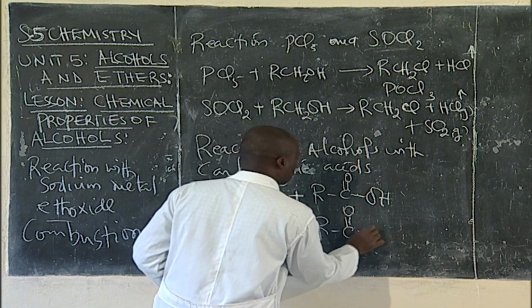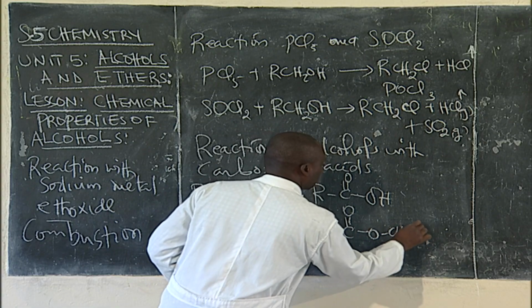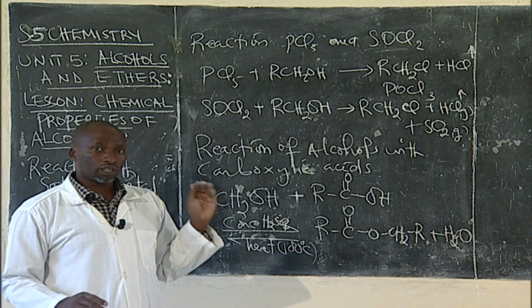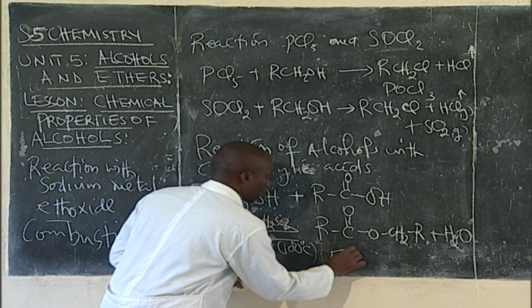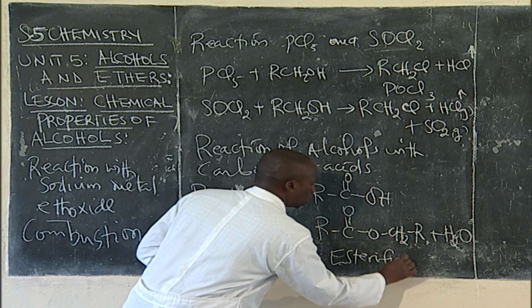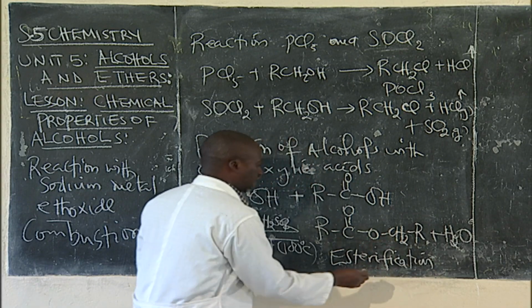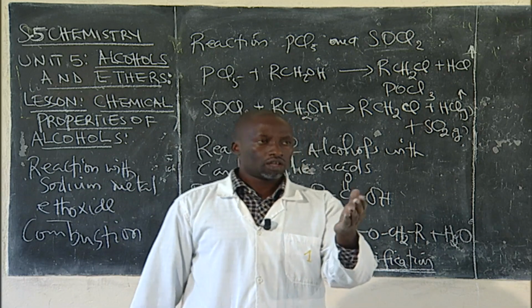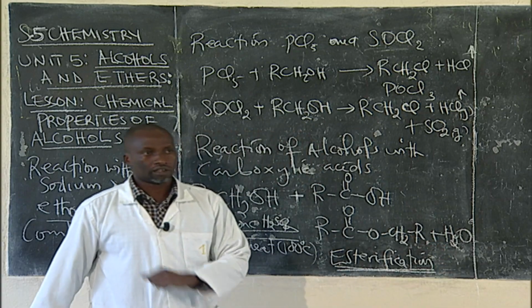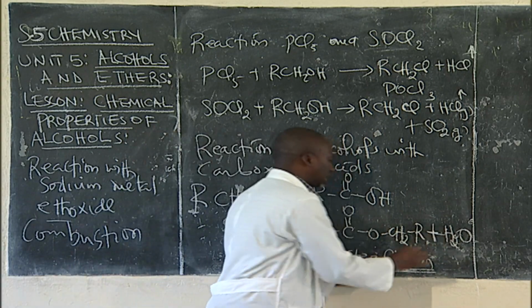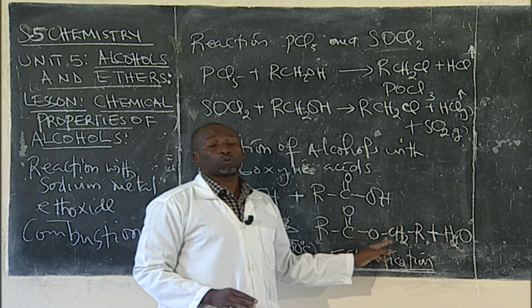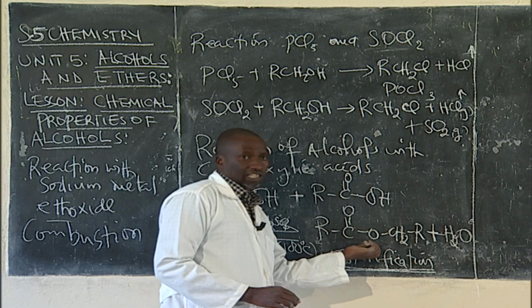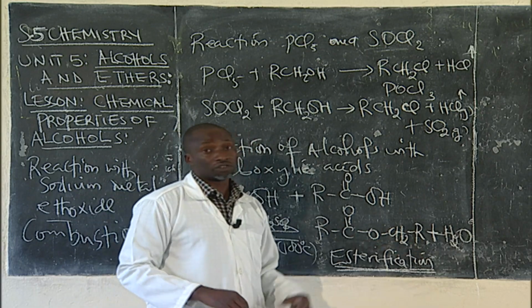This is the structure of the ester that is produced, with R, and water is eliminated. So this reaction is referred to as esterification. Esterification reaction. So you can also call it a condensation reaction because it produces water. But mainly it is an esterification reaction because it produces the main organic product that we are looking at here, which is this ester. This is the general form of the ester.